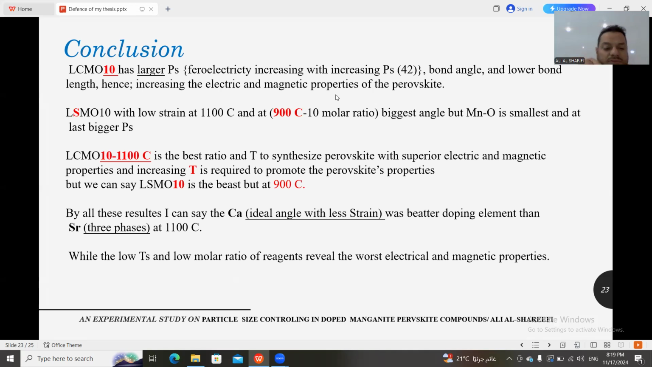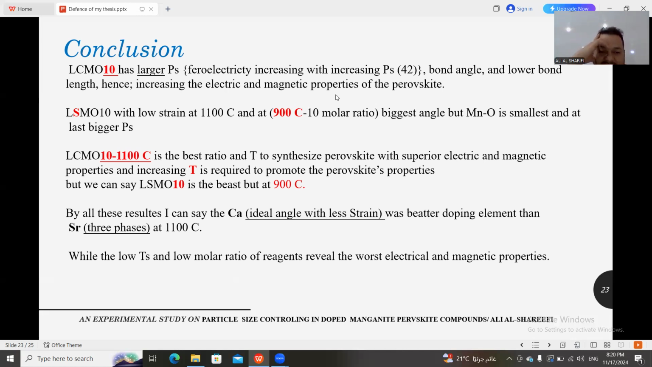Here, lanthanum calcium manganese oxide at 10 and 1100 Celsius is the best ratio. Sure, because one of its advantages was the ideal angle between manganese and oxygen, and the temperature to synthesize the perovskite with superior electric and magnetic properties. Increasing temperature is required to promote the perovskite properties. We know that when increasing the temperature, we give a great opportunity to the crystallites to recrystallize again.